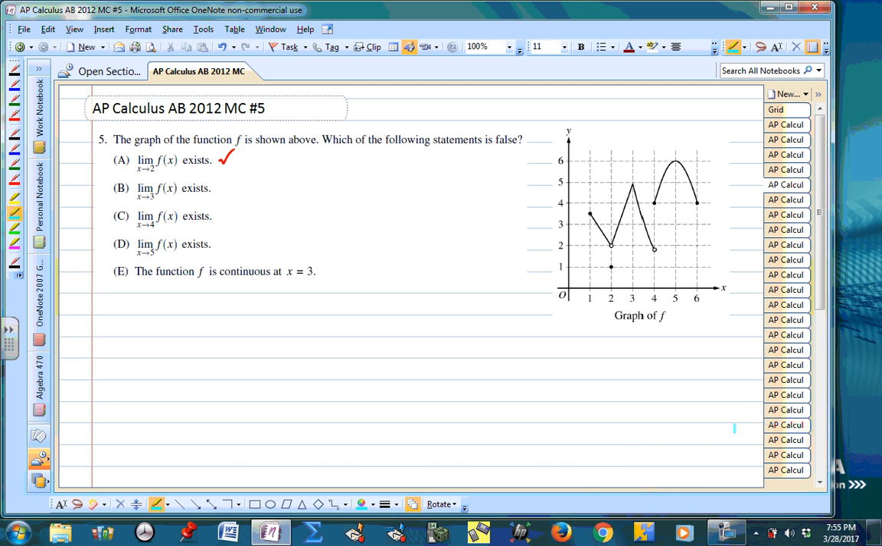So now let's go to statement B. They tell us the limit as x approaches 3 of f of x exists. So let's check. As x approaches 3 from the left, the y values approach 5. As x approaches 3 from the right, the y values of f approach 5. Yep, this limit exists. The limit is 5.